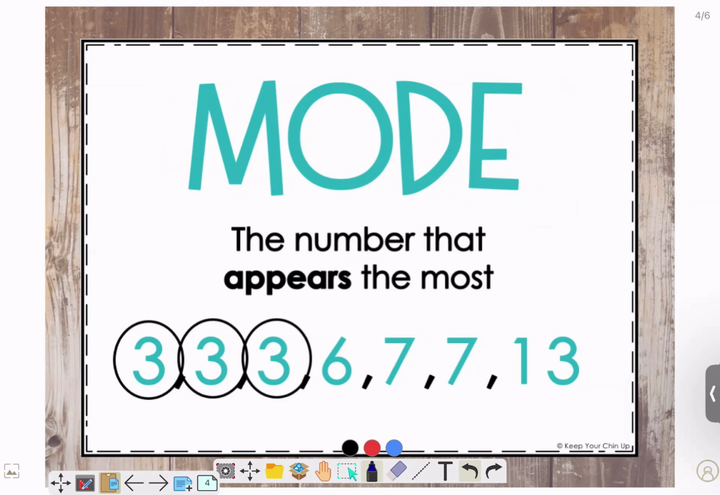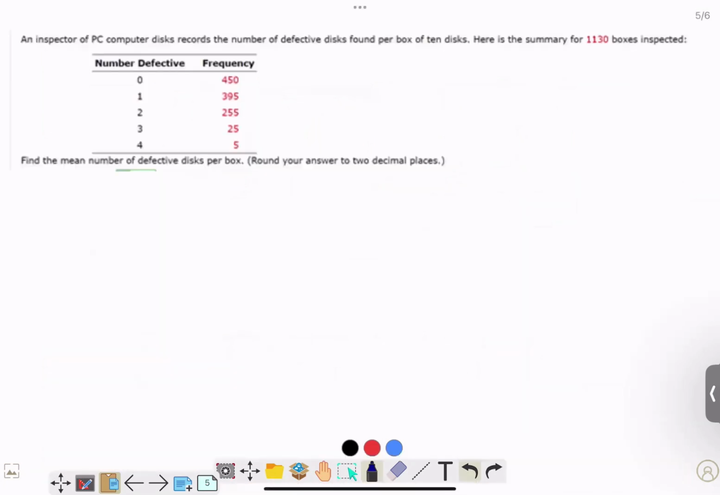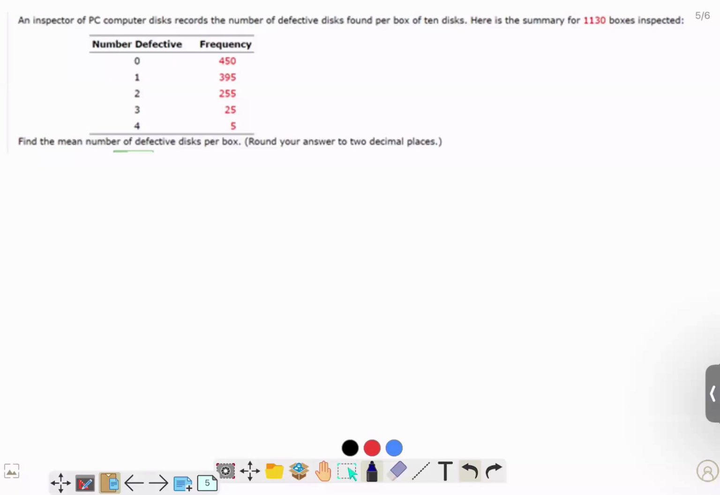So I want to do two examples here. One that you have in your homework that may be a little different than the way that you're used to seeing a question that's asking you to find the average is this one with the information given to you in a frequency table. So the frequency table doesn't right out tell me the number of total defective discs. So we kind of have to do a little work to figure that out first. I know that they inspected a total of 1,130 boxes, and that's the total of these numbers on the right side of this table or chart.